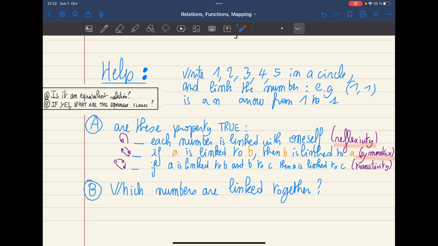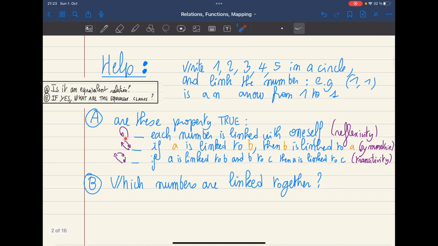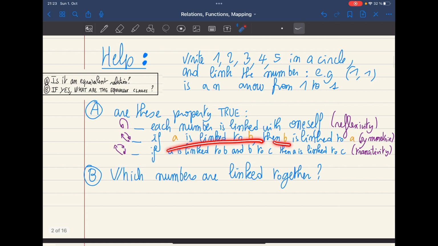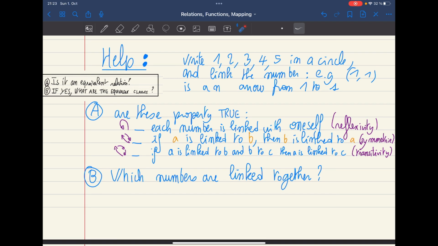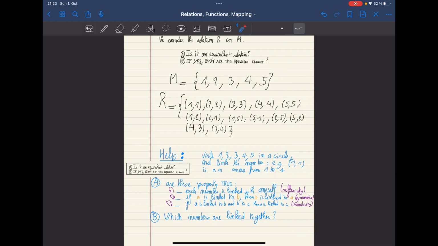Reflexivity, symmetry, and transitivity. Reflexivity is when each number is linked with itself, so when you see an arrow like that on a number. Then, symmetry is if you see such an arrow. It means that when A is linked to B, then B is linked to A. Then transitivity: if A is linked to B and B is linked to C, then A is linked to C. And for the second question, you look which numbers are linked together. Here you go, try it out.